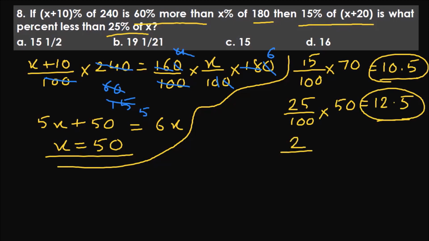What's the reference? They have asked less than 25% of x. That is 12.5. So 12.5 is in the denominator into 100. That's it. 100 by 12.5 is nothing but 8. So the answer is 16%.